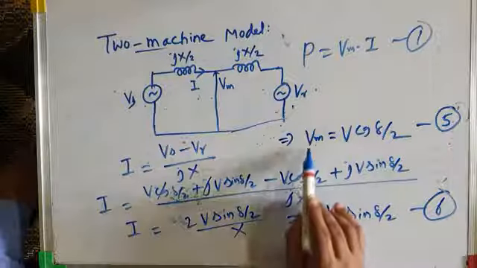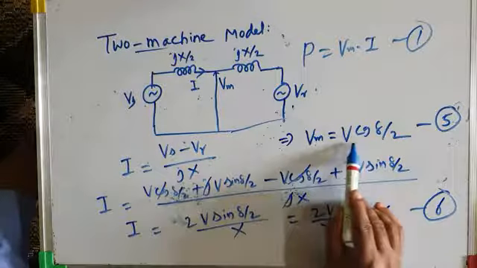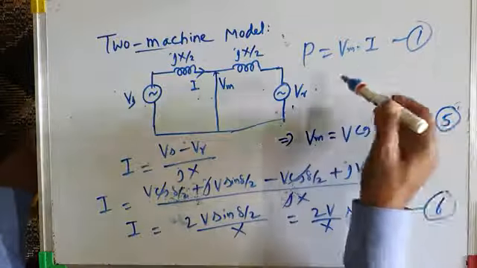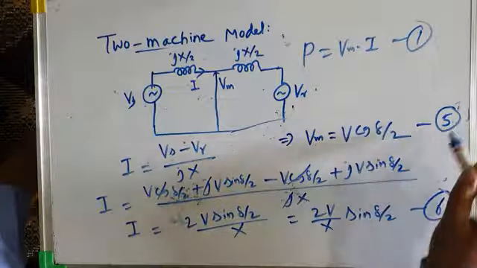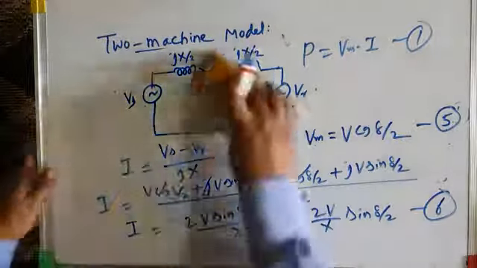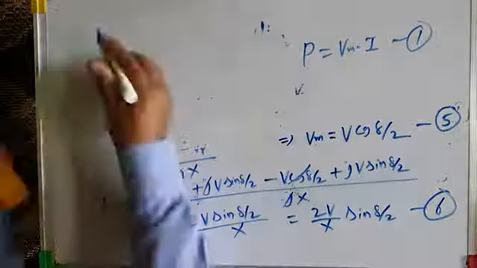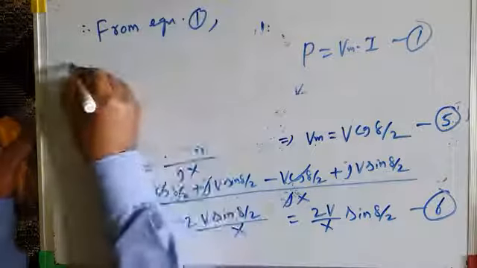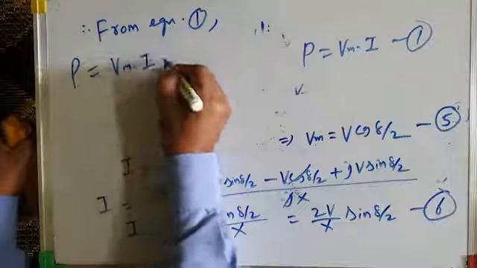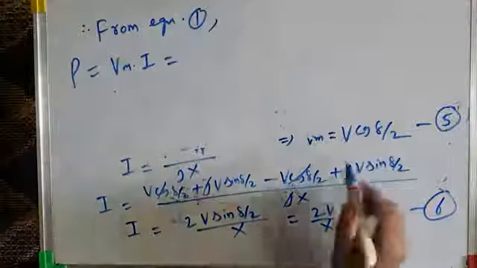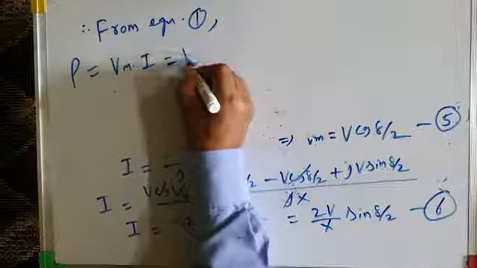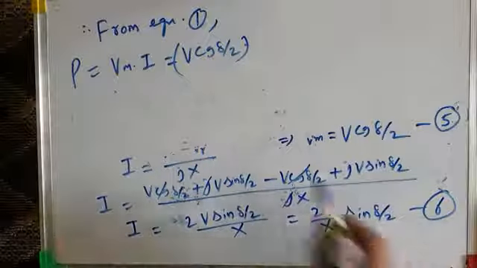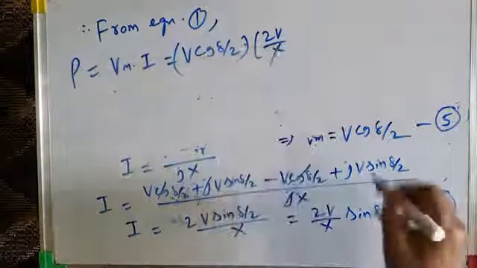From equation 6 and from equation 5, I have got the mathematical expression for Vm, which is given by this. So substitute equations 5 and 6 into equation 1, that is substitute the value of Vm and value of I from equations 5 and 6 into equation 1, we will get, so therefore from equation 1, P is equal to Vm into I, that is equal to, what is Vm? Vm is V cos delta by 2 from equation 5, that is V cos delta by 2 into I. What is I? I from equation 6 is 2V by X sine delta by 2.